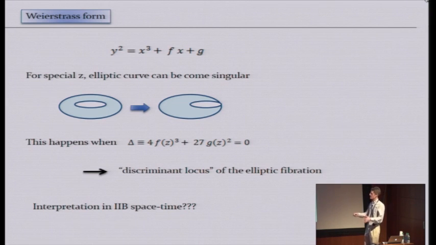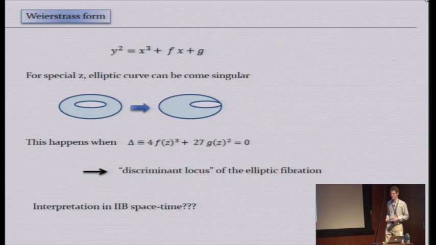So we have this type 2B spacetime. We have an elliptic curve varying over it. And now there are some complex codimension 1 subsets of the type 2B spacetime where this elliptic curve goes singular. Okay, now there's bound to be something interesting there. So let's try and figure out what it is.